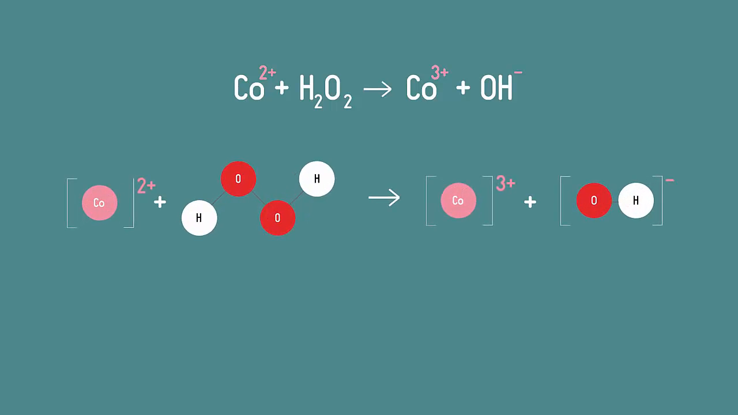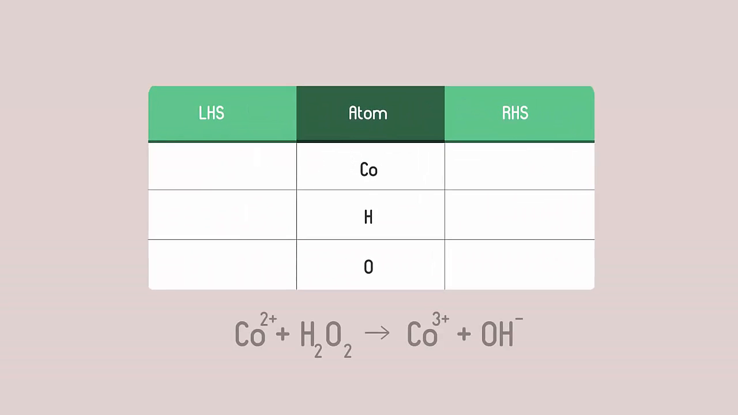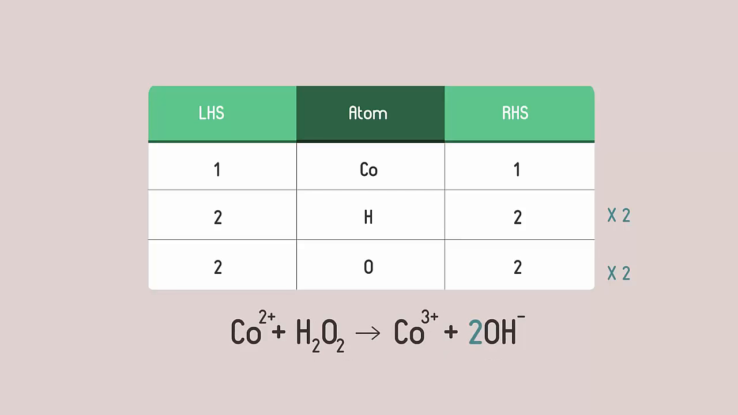Look at this reaction for the oxidation of cobalt, for example. We can start off by balancing the atoms. Here's a table like the one we used before. There are half as many hydrogens and oxygens on the right as the left, so let's double them. If we test this using our table to add up the atoms, it looks balanced.